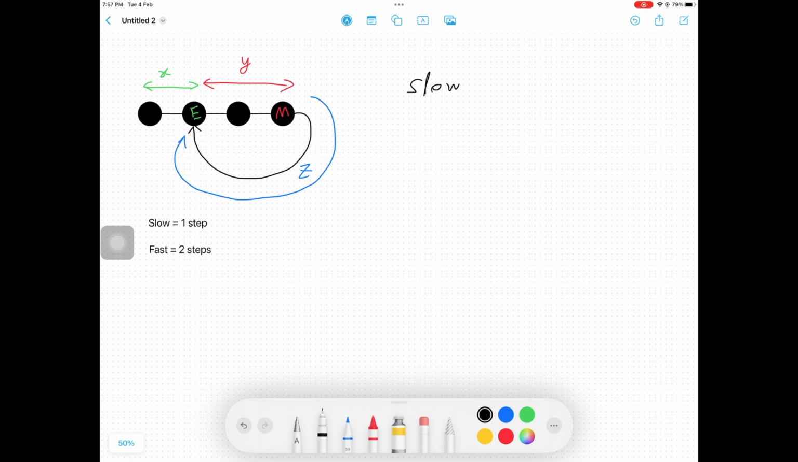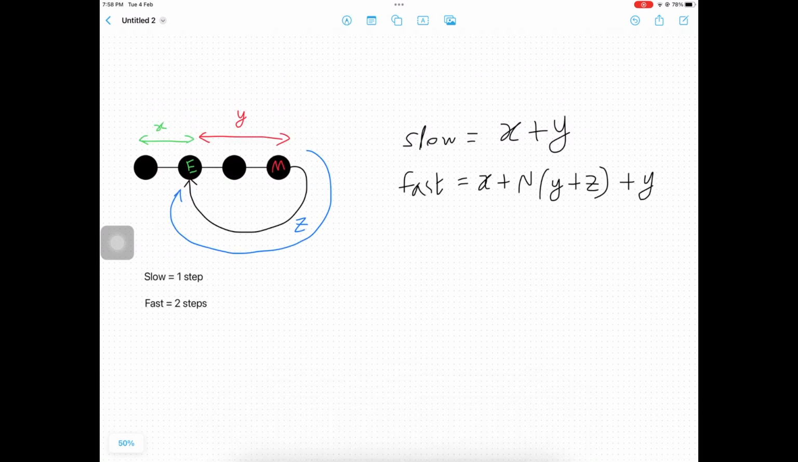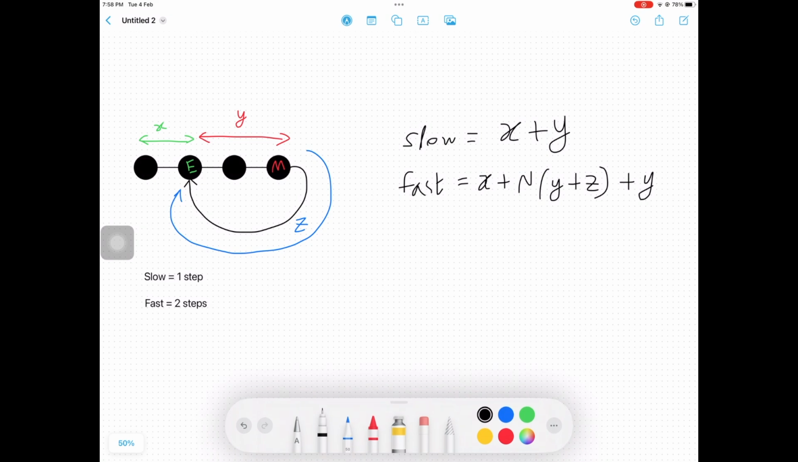First, let's do the slow pointer, and we can see from the diagram the slow pointer travels a total distance of x plus y. And now the fast pointer, we can see that it travels x plus n(y plus z) plus y again. Okay, let's slow down here and explain the fast equation because this is probably the point where people get a bit confused. n here denotes the number of times the fast pointer will travel around the linked list loop with distance y plus z. And finally, when it travels around the loop once, it ends up at the entry point. So you have to travel the distance y again to the meeting point.